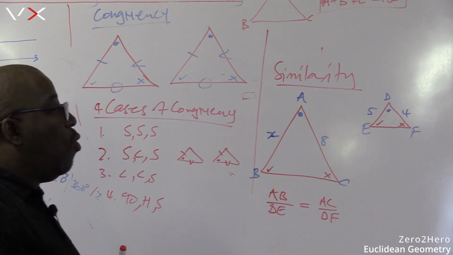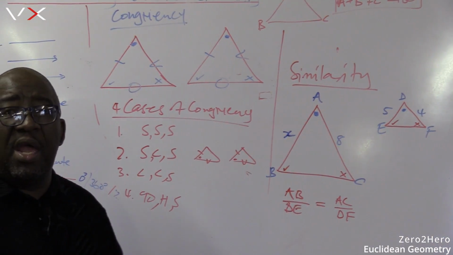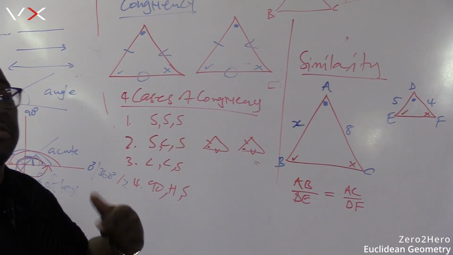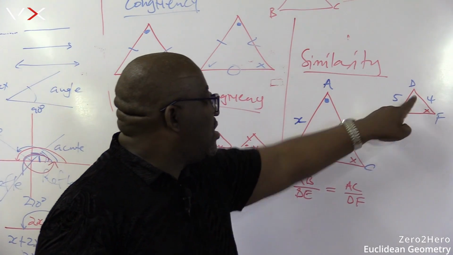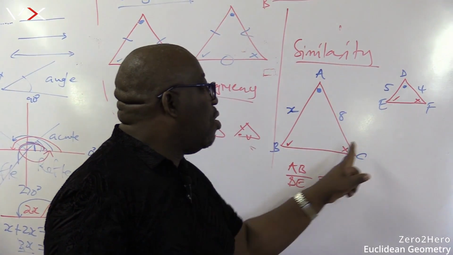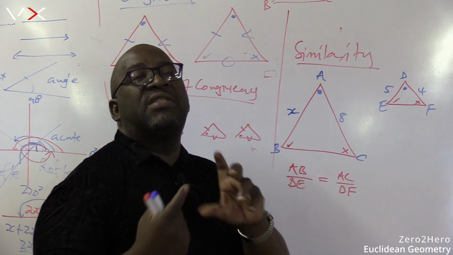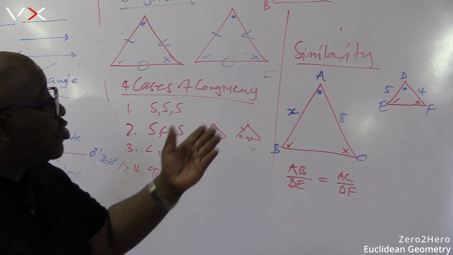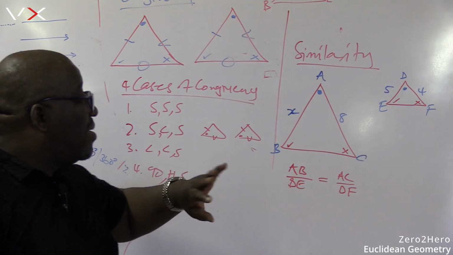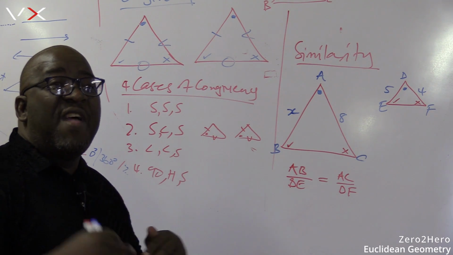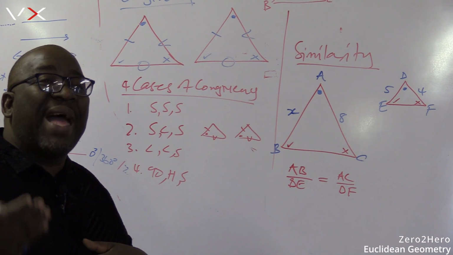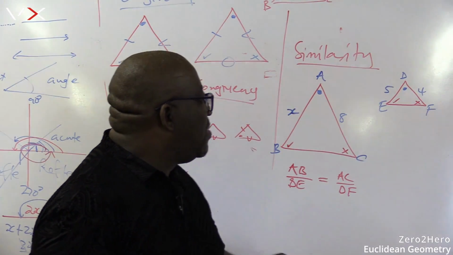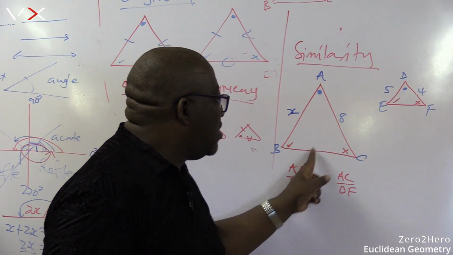What do you do when you've got a scenario like this one, and we are told that these two triangles are similar? Or at times you need to prove that these two triangles are similar by showing that this is equal to that, and this is equal to that, then conclude that this one is equal to that. Then you can say the two triangles are similar. How do you go about solving for x if the two triangles are similar? Remember that if two triangles are similar, then the ratio of their corresponding sides are the same. In other words, this ratio must be the same as this ratio, must be the same as this ratio.